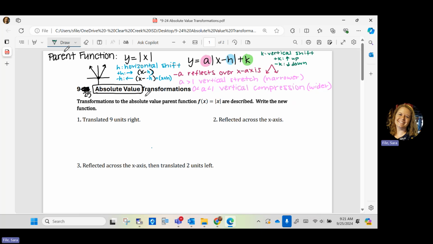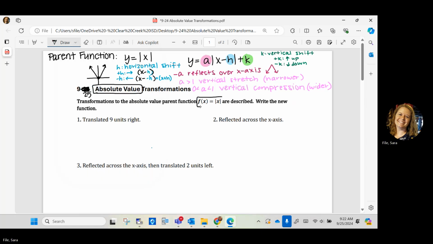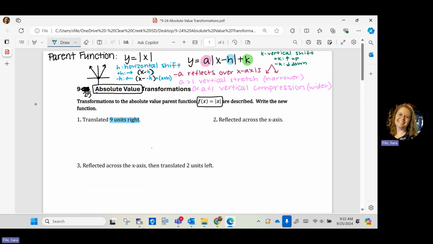Okay, they tell us we're starting with the absolute value parent function, which is right here. So that's what we're starting with. And then a transformation is described, and we want to write the new function. So translated 9 units to the right, well, that is a horizontal shift. 9 units to the right, that means that's affecting my h value. Okay, so 9 units to the right means my h is positive 9.